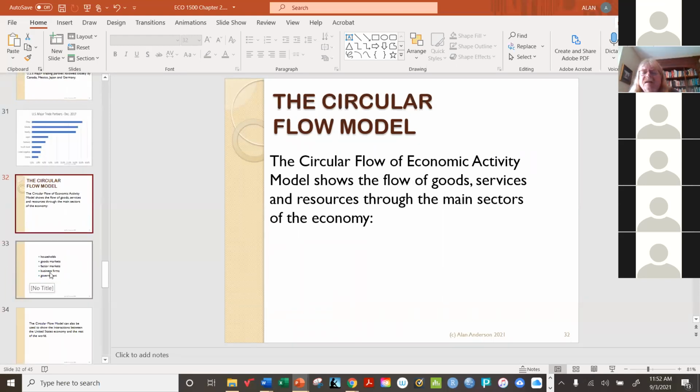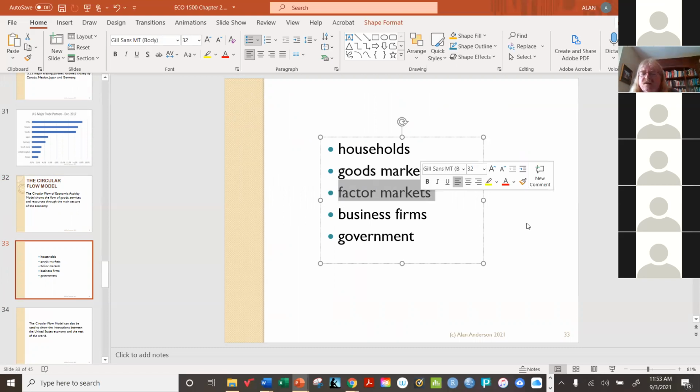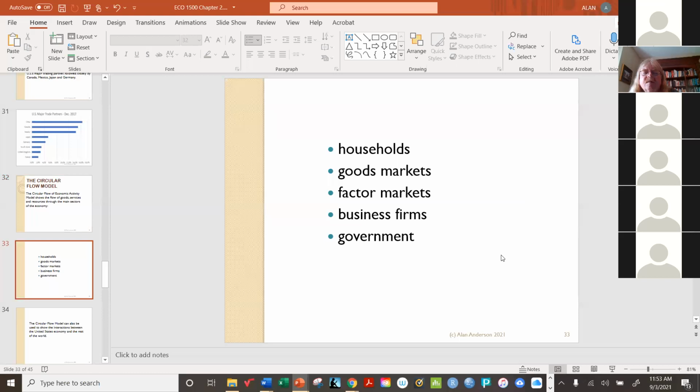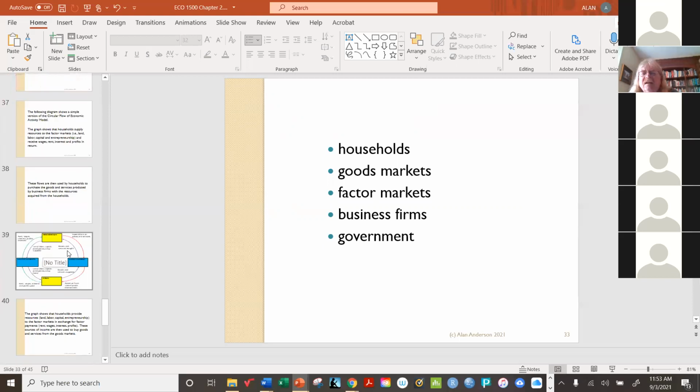And what it's doing is it's breaking up the economy into sectors. The sectors are households, goods markets. These are the markets where we buy goods and services. The factor markets are where businesses buy and sell resources like land, labor, and capital. We have firms who are producing goods and services, and we have the government. That's how this model works. Okay, so it's drawn in a big picture that shows you how resources flow between these different sectors. So in fact, let me skip ahead and show you what the graph looks like.